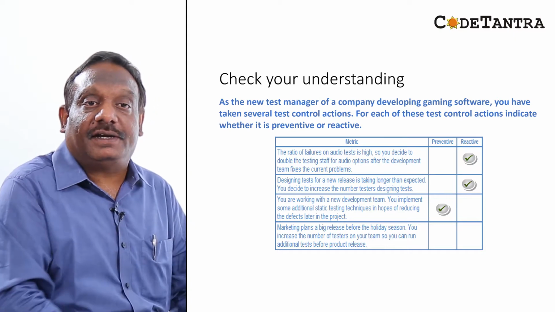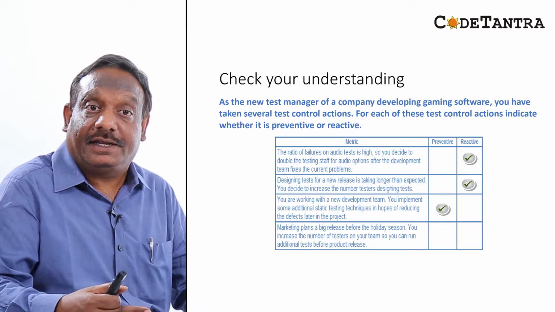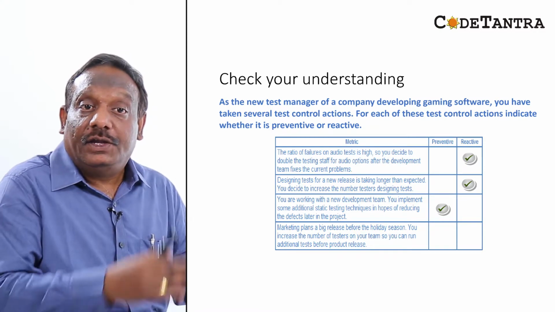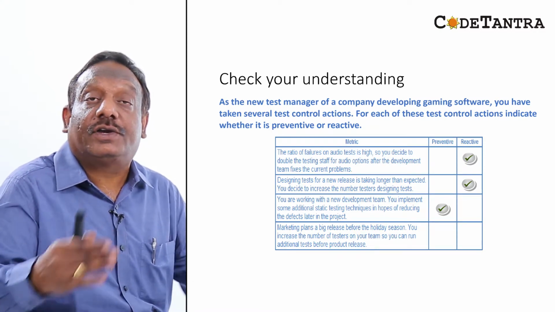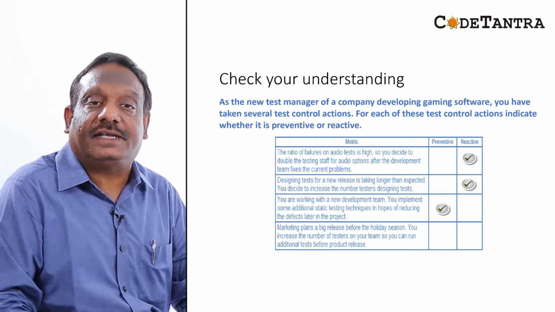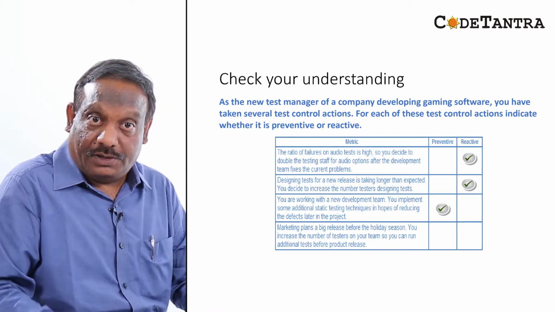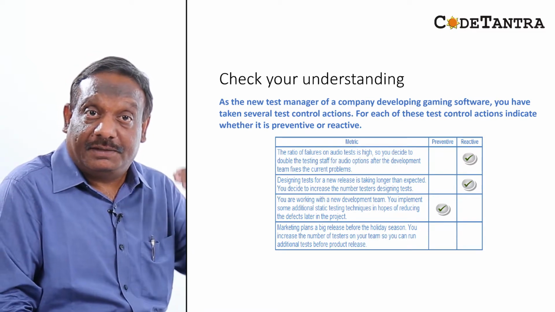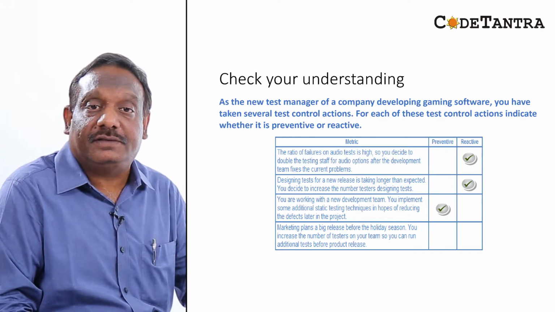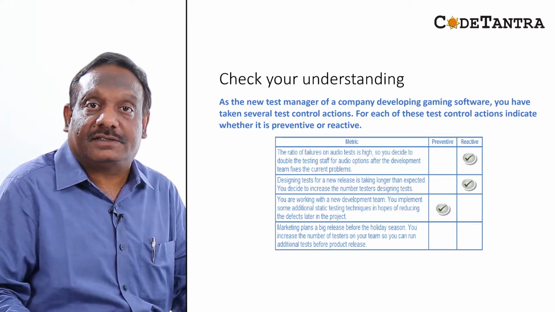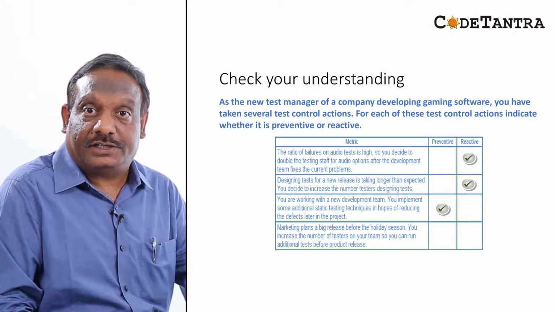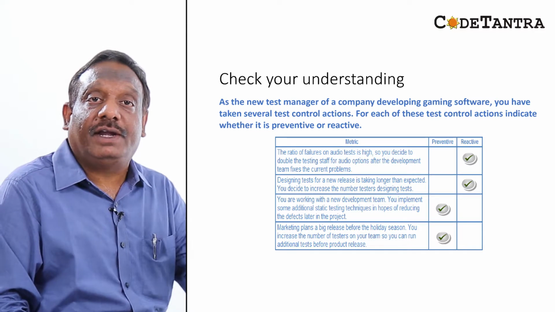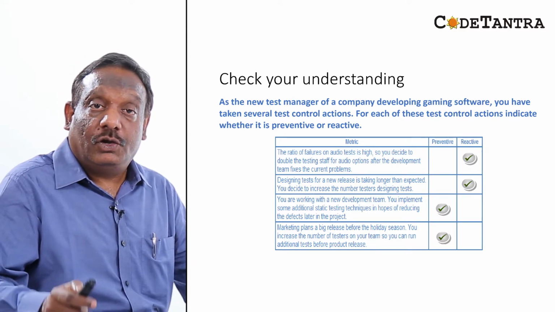The fourth statement, let's read. Marketing plans a big release before the holiday season. You increase the number of testers on your team so you can run additional tests before the product release. So you are expecting a lot of activity because it's a holiday season and there is a big release. Marketing is planning to release, so you are adding more testers to cope with the situation. So are you doing a preventive or reactive action? Yes, you are right. You are doing a preventive controlling action. So I hope you have understood this.